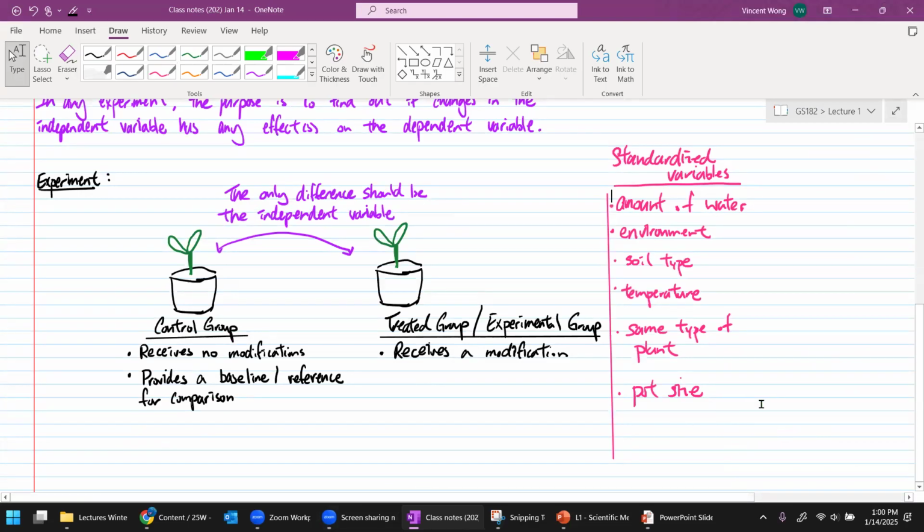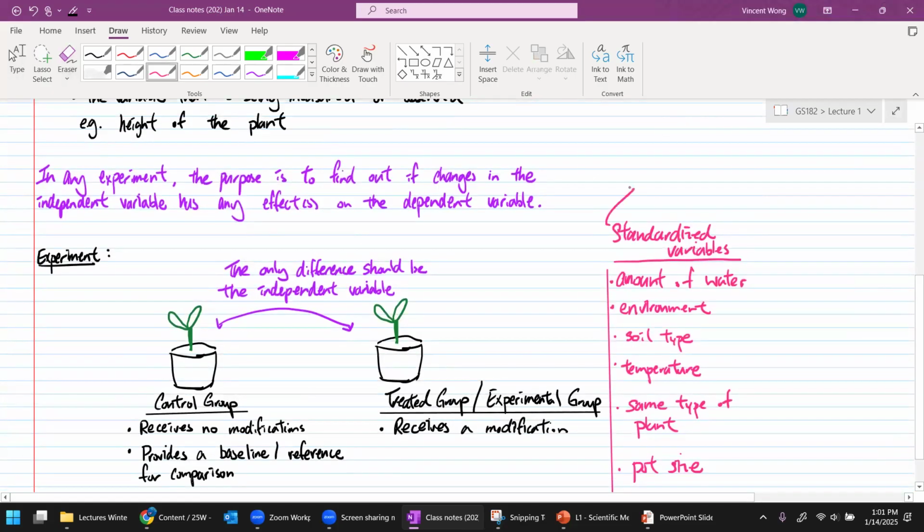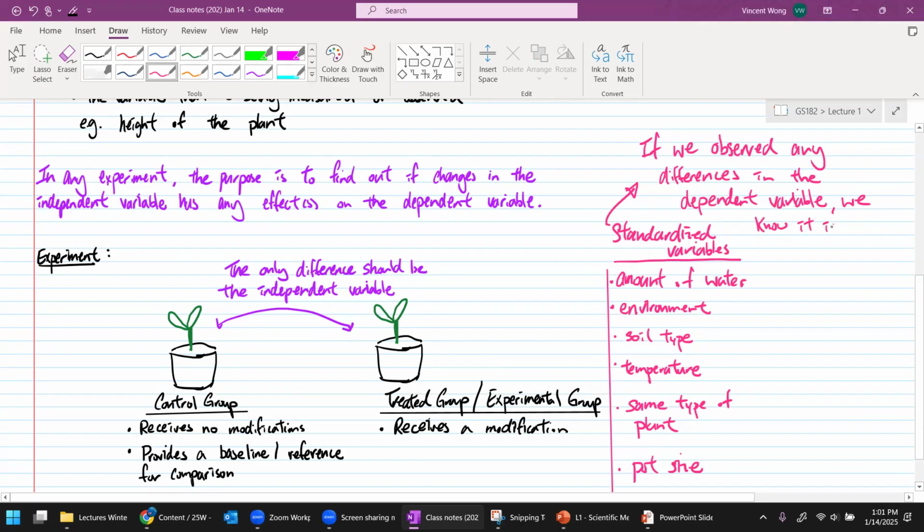Okay, so I'm gonna write down for you. The purpose of standardizing variables is so that if we observe any differences in the dependent variable, the height, we know it is because of changes in the independent variable, and not anything else.